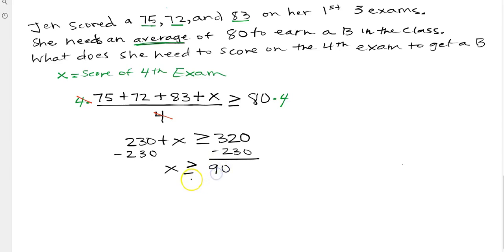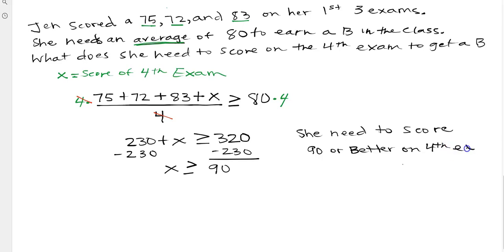And remember, questions that are story problems or word problems should have word answers. So when I write this out, I want to write what this means out to the side. I'm just going to say she needs to score 90 or better on the fourth exam. All right, just to make sense of what it is that we just found there.